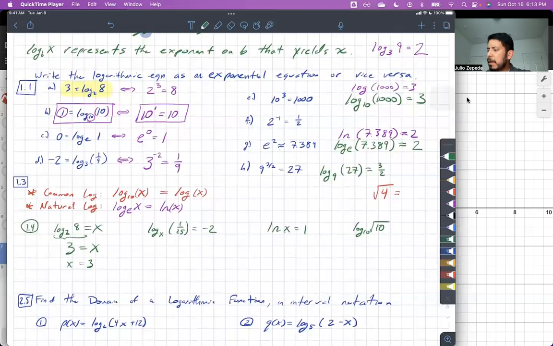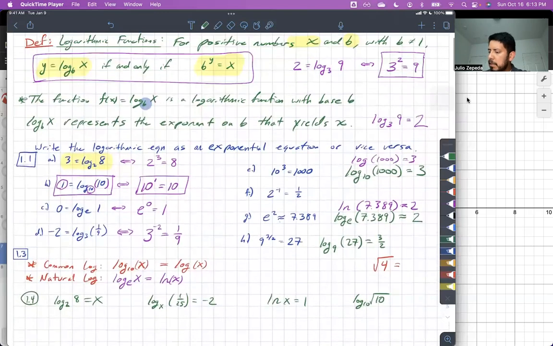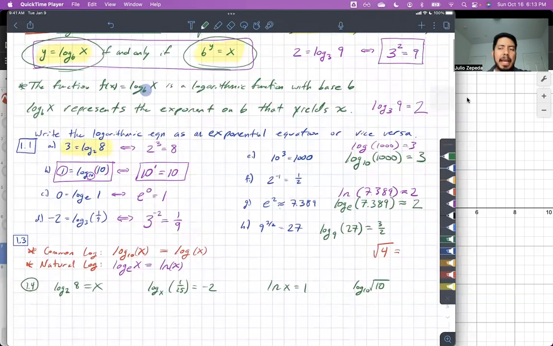Now, another way that we could have done this problem, because sometimes they're not that simple, is we could have used this equivalence up here to rewrite the logarithmic equation as an exponential equation. Okay, that's what we practiced in problem 1.1. So I'm going to do the same thing down below.